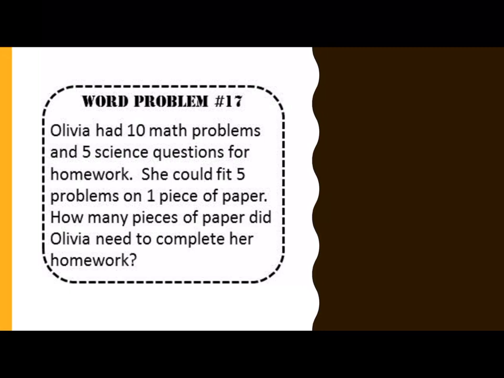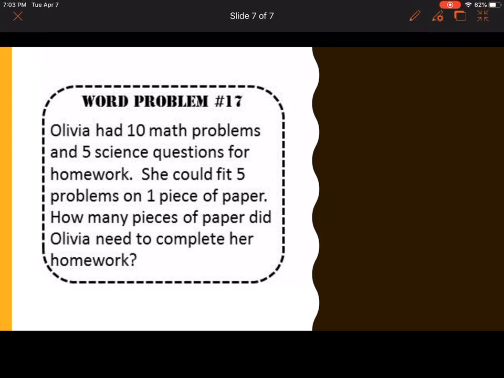Okay, stay with me. We have one more to try together, and then we're going to move to our assignment on Class Kick. Olivia had 10 math problems and 5 science questions for homework. She could fit 5 problems on 1 piece of paper. How many pieces of paper did Olivia need to complete her homework? Cubes first. Circle those numbers. Underline the question so we know what we're looking for. Box the key words. What keywords are in there?